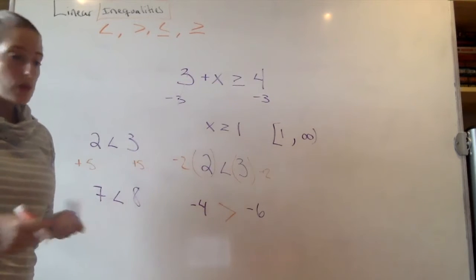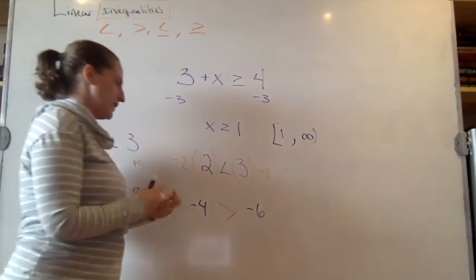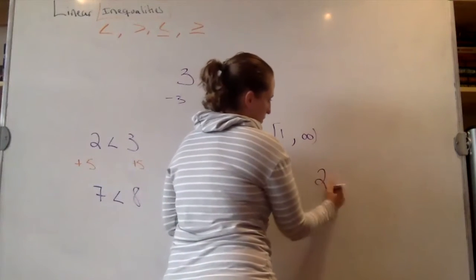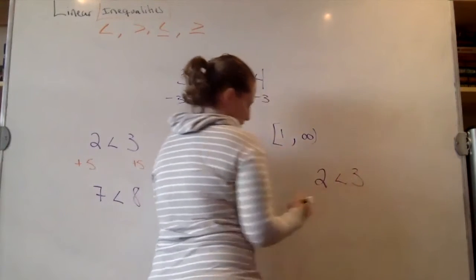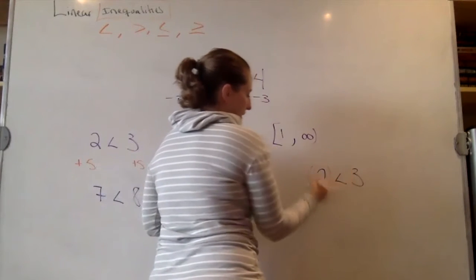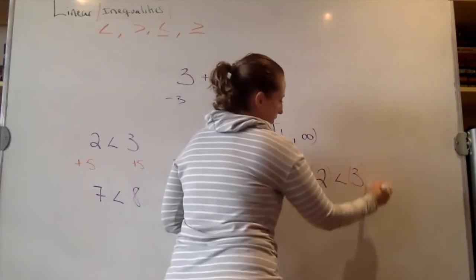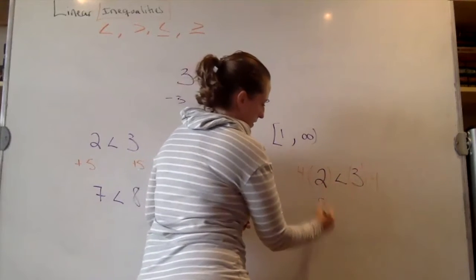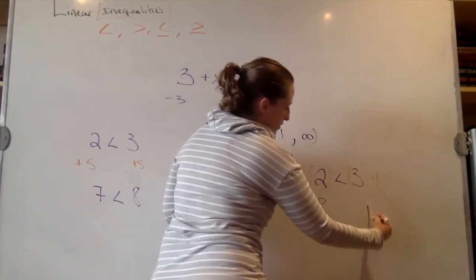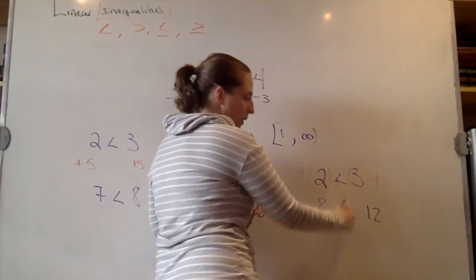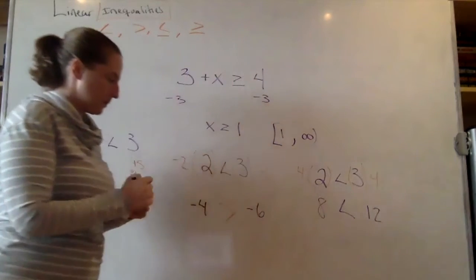Now, we don't need to switch the direction of the inequality when we just multiply by a positive number. So, for example, 2 is less than 3. That's our true statement, okay? If I multiply both sides of this by, say, 4, just a positive number, 4 times 2 is 8. 3 times 4 is 12. Well, 8 is less than 12, so the direction of my inequality stays the same, okay?